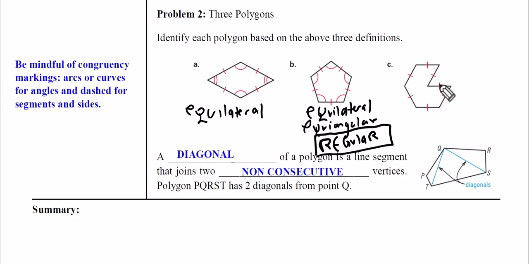Part C, let's make sure that each side has the same dash. So they do. This is equilateral. However, when we look at the angles, we're not seeing anything going on here. So this is not equiangular. All we know is that this is equilateral, and that's it. Also, just for extra practice, notice that A is convex, B is convex, C is concave. If you were to draw a line to this line segment right here, you would notice it actually goes in the inside of the shape. That makes it concave.